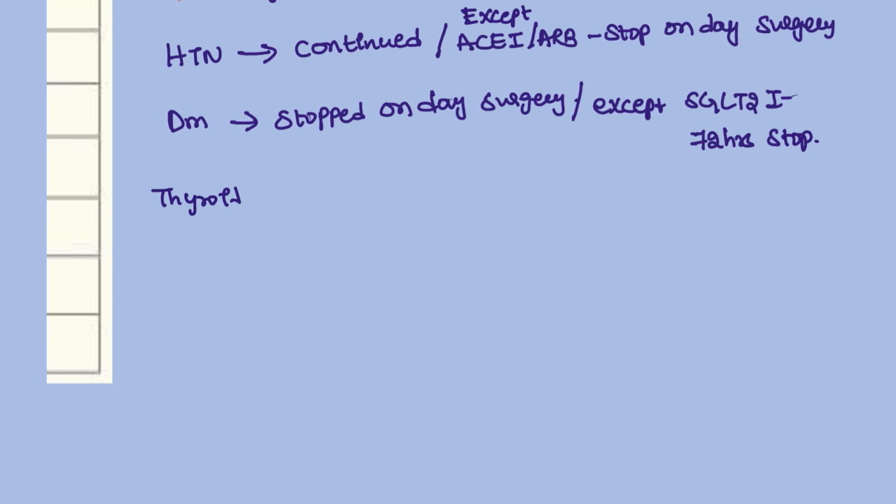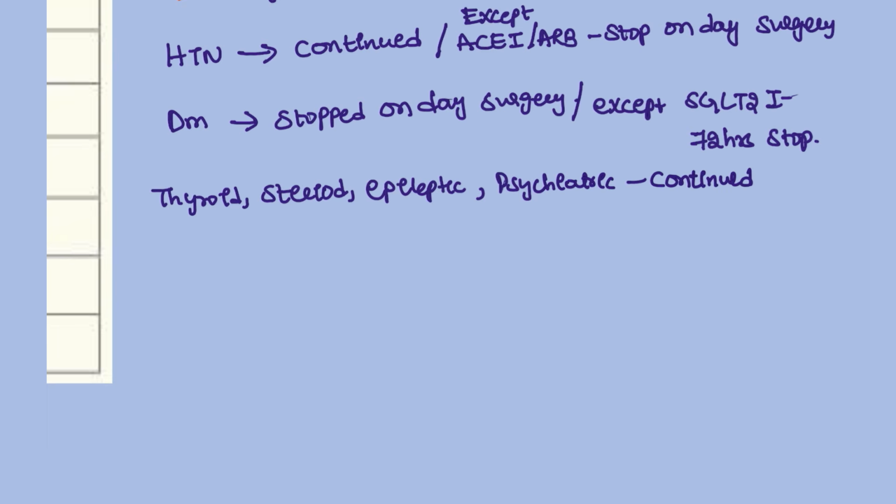Coming to thyroid drugs and steroid drugs, epileptic drugs, and also psychiatric drugs like schizophrenia drugs, all these are continued regardless. These drugs have to be continued. Next, coming to MAO inhibitors. MAO inhibitors are associated with increased hypertension, so we will be avoiding them. There should be at least a 3 week gap; these drugs have to be stopped 3 weeks before.